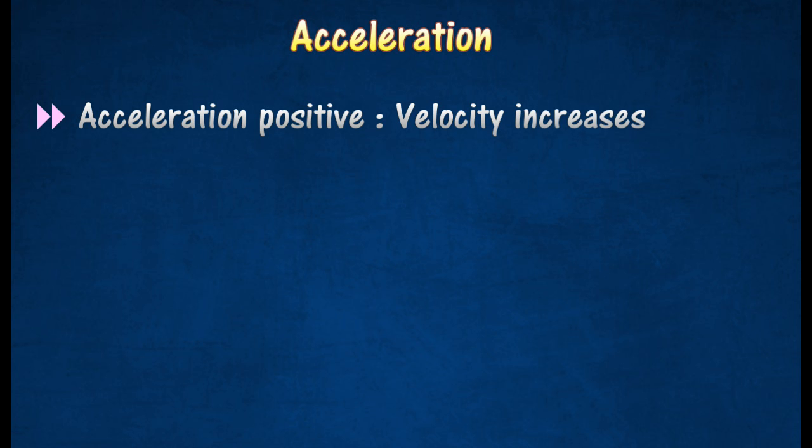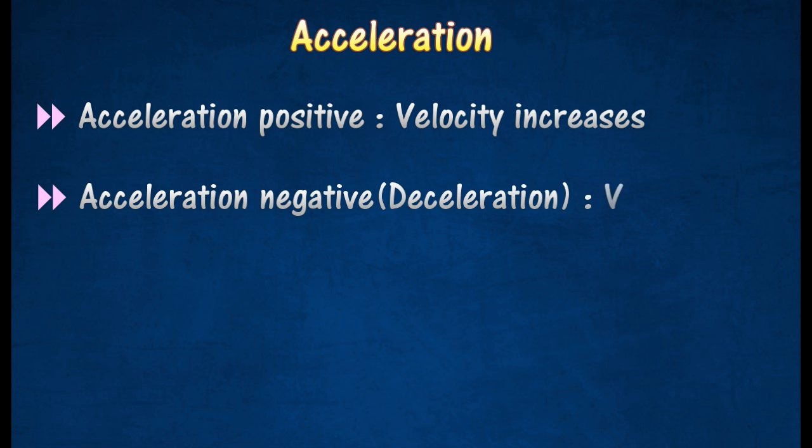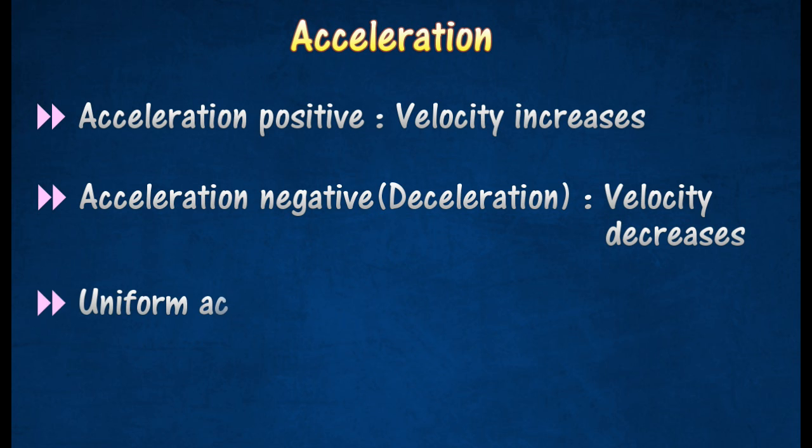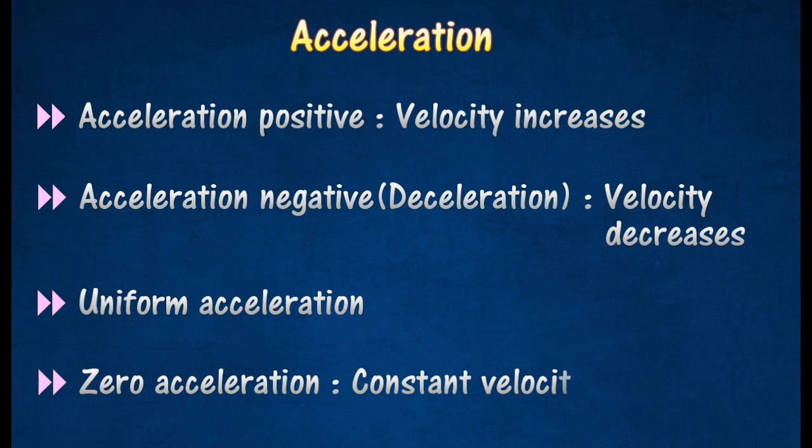The acceleration of an object is regarded as positive if its velocity increases. The acceleration of an object is regarded as negative if its velocity decreases. Negative acceleration is also known as deceleration. An object is said to move with uniform acceleration if the rate of change of its velocity is constant. An object is said to move with zero acceleration if its velocity remains constant.